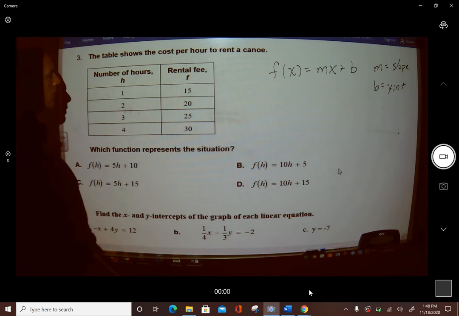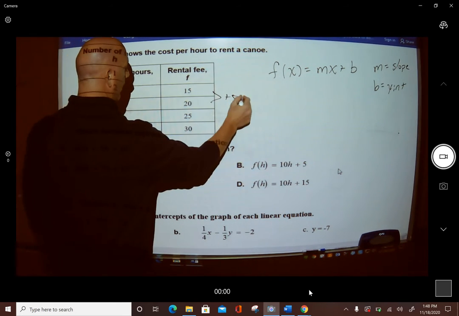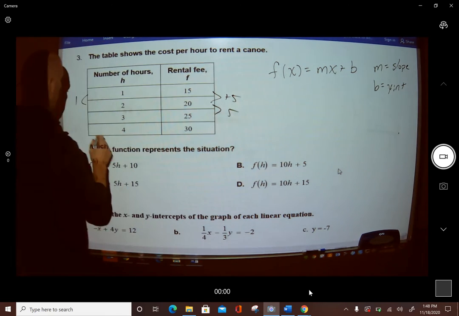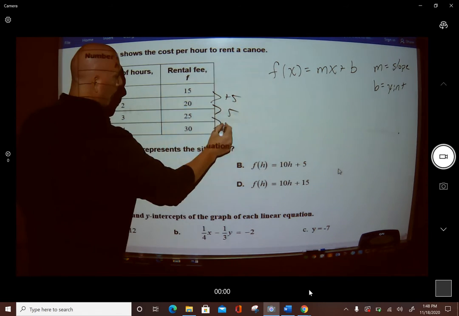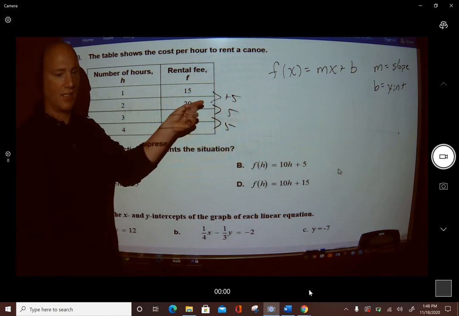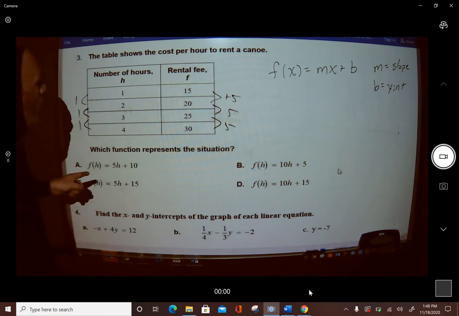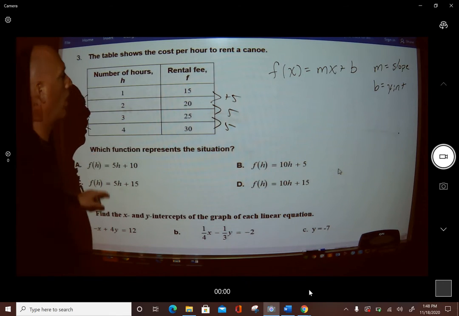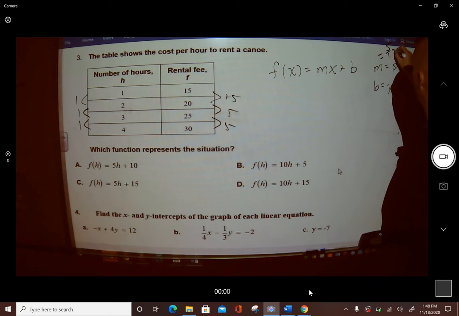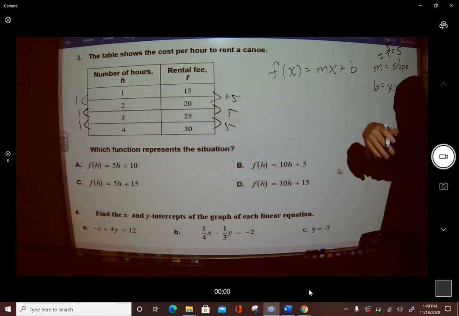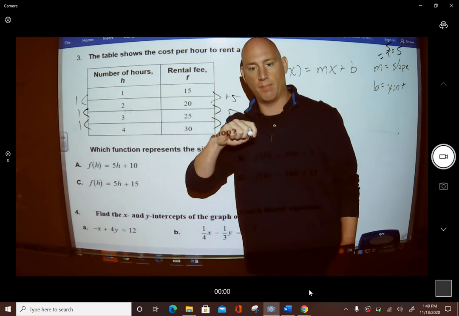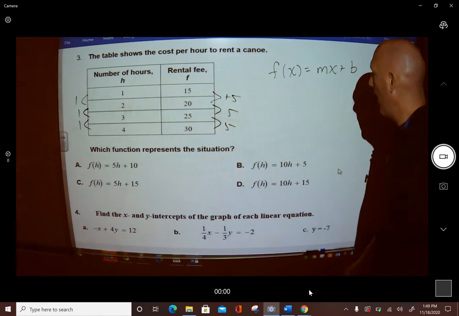Well, when I look, it went up $5 for every 1 hour, up 5 for another hour, up 5 for another hour. We know it's linear because there's a constant rate of change. And we know our slope is our rise over our run. So we just figured out m equals 5 over 1 or just 5. And so what it means for us is our slope is $5 an hour. That's what it costs. So we're halfway done.